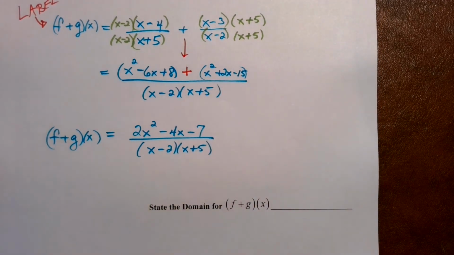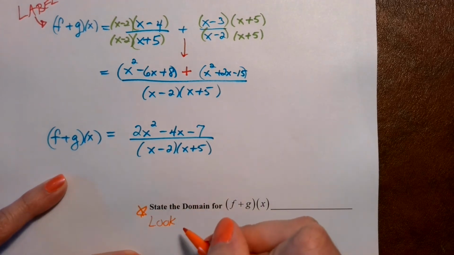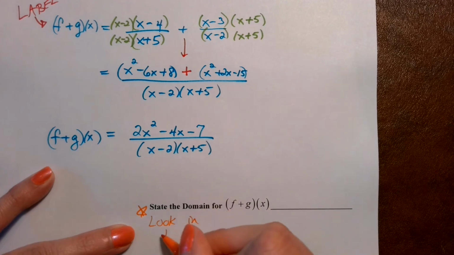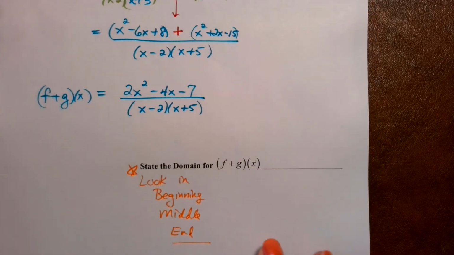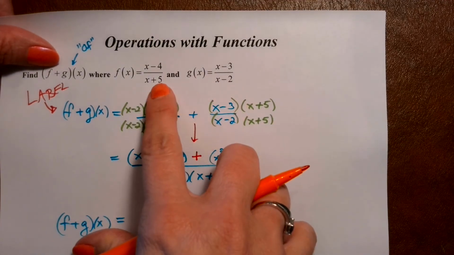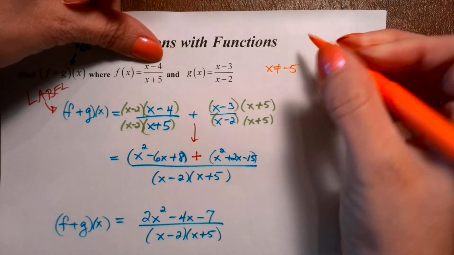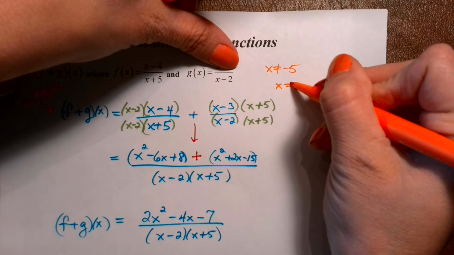Remember, whenever you're doing operations, I think we wrote this sentence down one time, right? We look in the beginning. Make sure you look in the middle, and then of course, make sure you look in the end. You have to look everywhere for domain. So sometimes in the beginning, we look at f and g and write the domains down right away. So I'm noticing that we cannot use negative 5. We cannot use a 2.